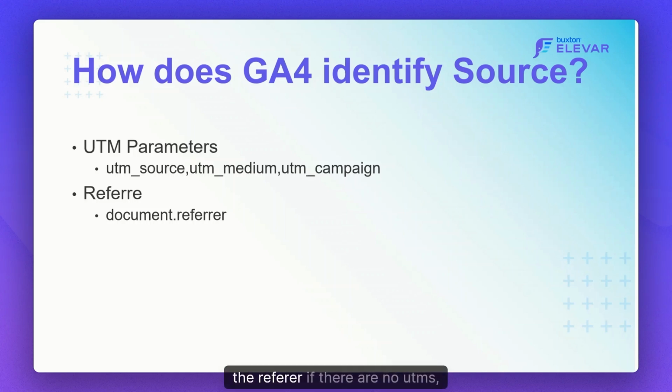Second, the referrer. If there are no UTMs, GA4 falls back on the browser's document.referrer. This tells GA4 what site the visitor came from, like facebook.com or a blog post that links to you. It's automatic, but it's not always reliable, especially with redirects or cross domain traffic.